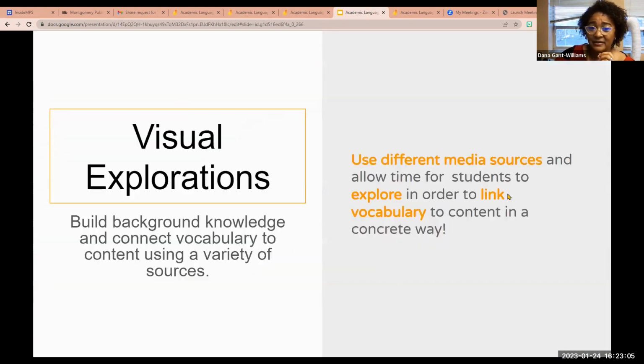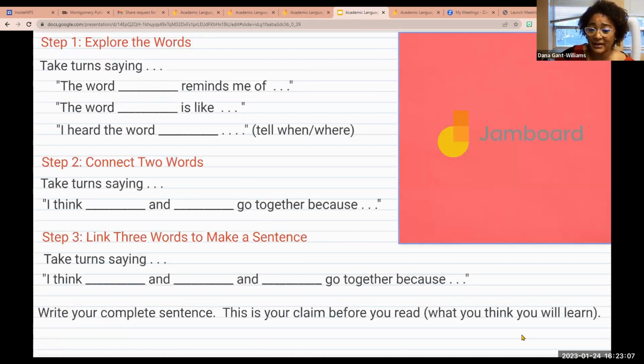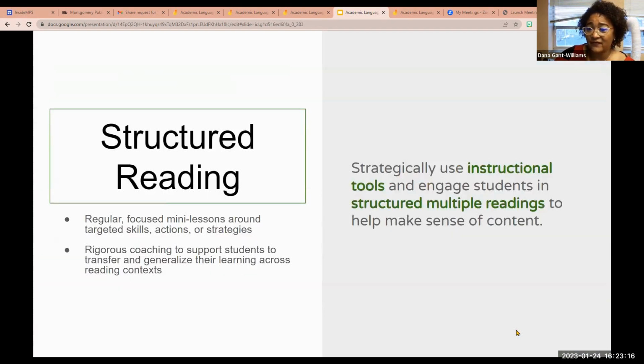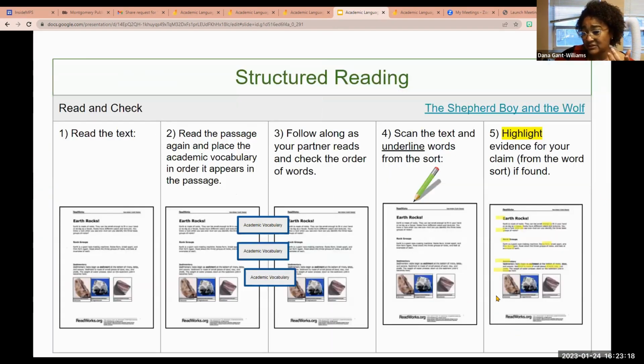Remember, back here, you were writing a claim based on how you manipulated words of what you think you will learn in the story. So you'll take that claim and you're going to find the evidence in the story to support it.